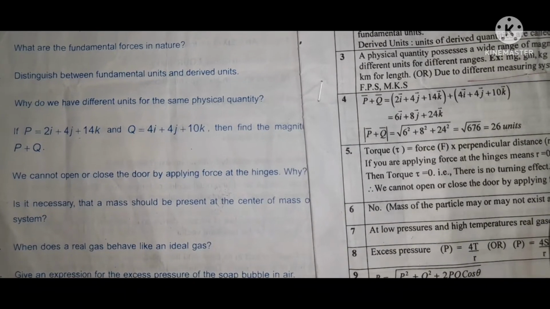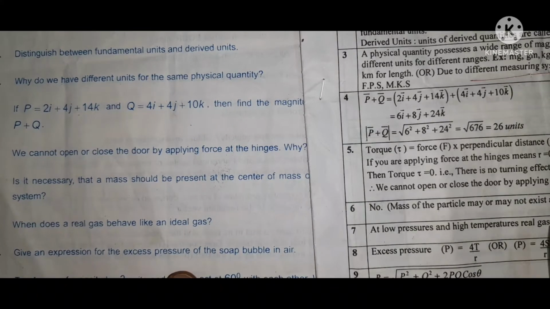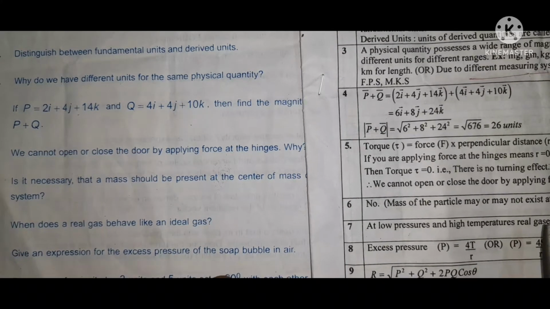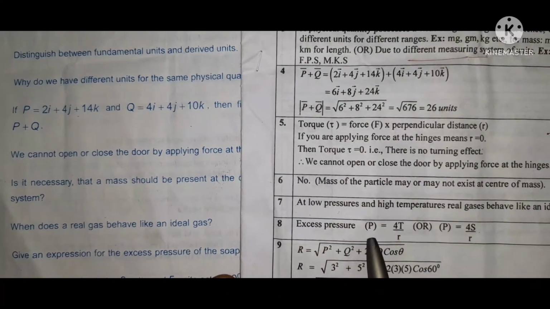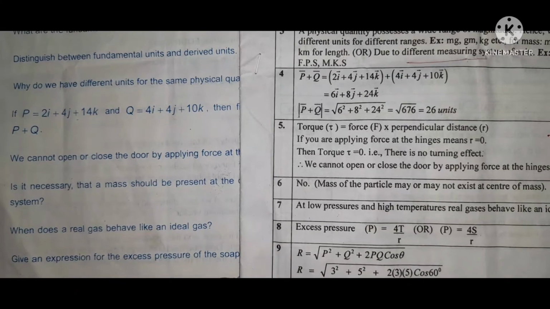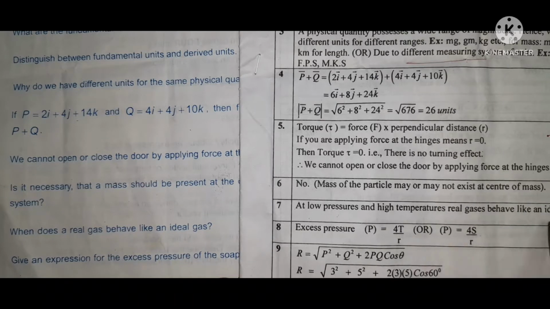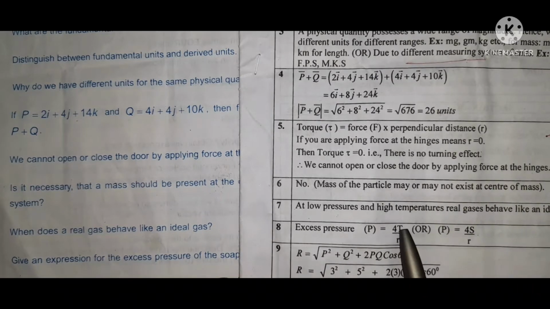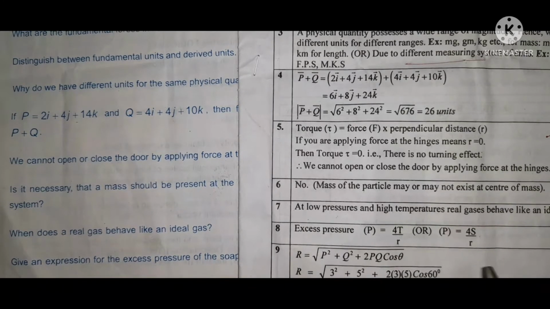Give an expression for the excess pressure of the soap bubble in air. This is in the surface tension topic. You can write the formula P is equal to 4T by R or 4S by R. S or T is nothing but the surface tension symbol. It is better to write the names also. R is the radius of the spherical soap bubble, S is the surface tension, and P, as you already know, is the excess pressure.